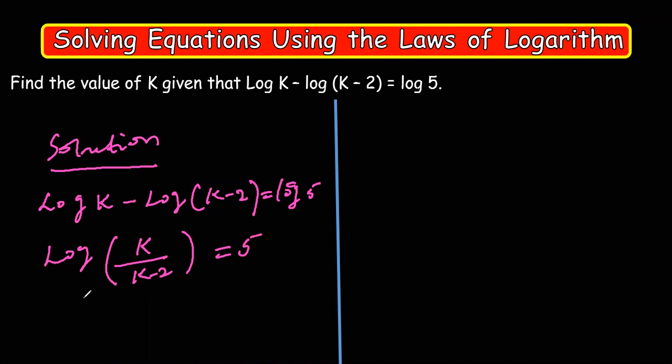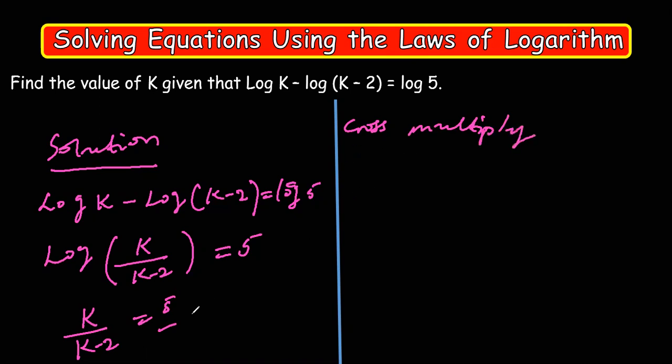So we are basically having k over k minus 2 equal to 5. So we cross multiply. When we cross multiply, this should be over 1. That's simple. So we're having k equal to 5 brackets k minus 2. Then what are we having? 5 times k is 5k minus 5 times 2, which is 10.